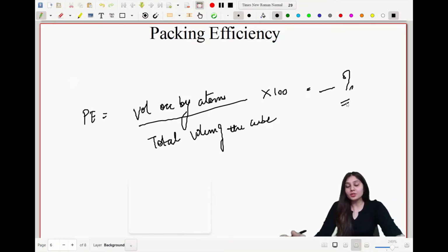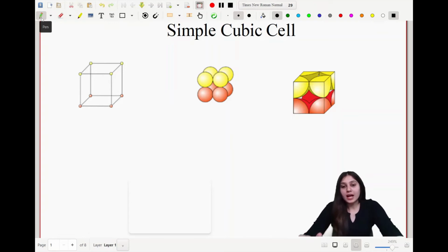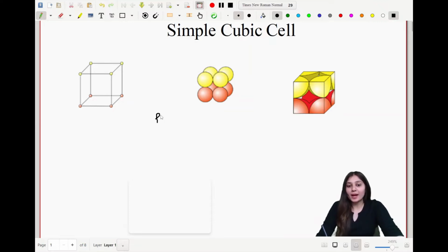So now we'll start with the first one, which is the simple cubic unit cell. Alright, so let's try to see what happens in a simple cubic cell and find out the packing efficiency of it. As we already know that lattice sites are only at the corners, okay? And if I just write the formula, we have packing efficiency as the volume of one atom, because in this case we only have one atom, right? Divided by the volume of cube, into 100.